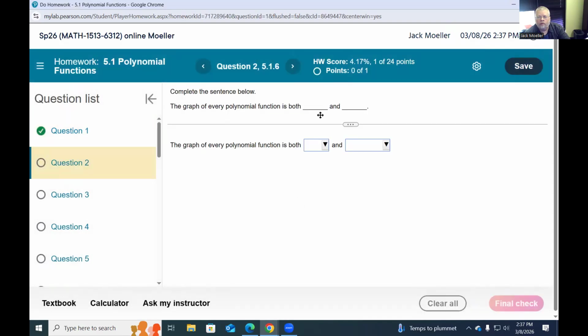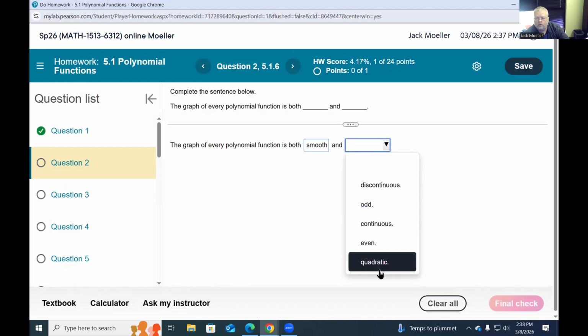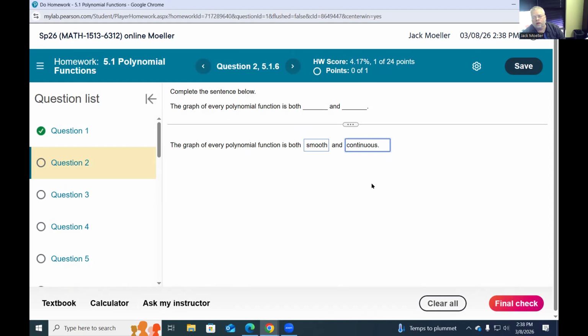The graph of every polynomial function is both, well, it can't be straight or linear because those are lines, flat. Those are all different ways to say lines, which lines are polynomials, but the real question here is they're smooth because there's no sharp corners, no V's, and it's even and odd. We don't care. The degrees can change, but we do know they're continuous because that means we can't lift our pencil.